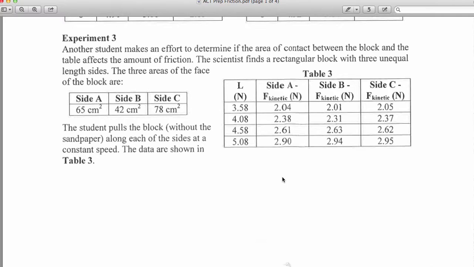Table 3 takes a look at the load, side A and the F kinetic, side B and the F kinetic, and side C and the F kinetic, and that can all be seen in Table 3.